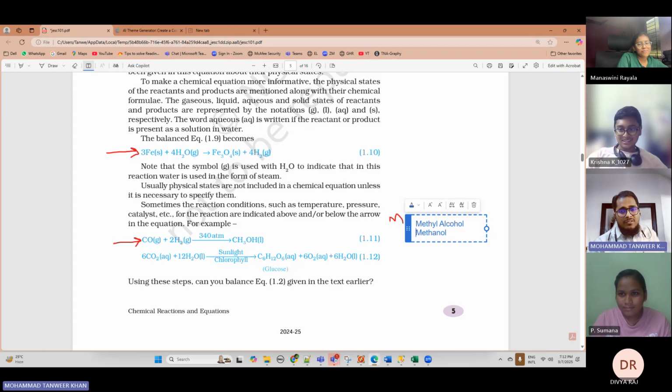So this is very dangerous. Sometimes people will become blind, even if they use a small amount of it. Methyl alcohol, also known as methanol. So what do they use this for? This is used in industries as a solvent, as a chemical, and this is also used in antifreeze, and this is also used as a fuel.